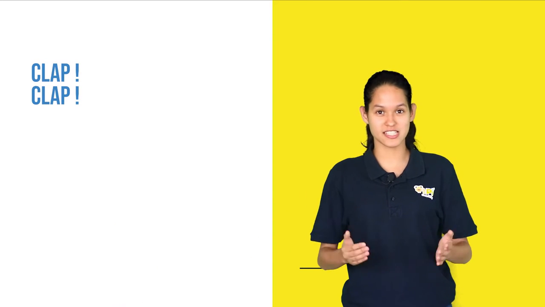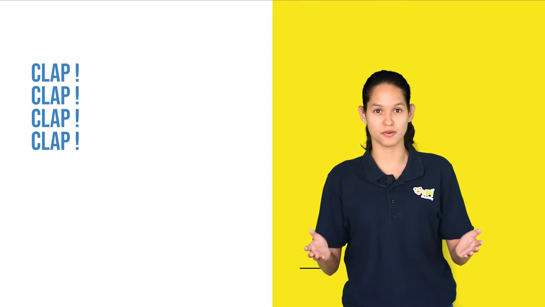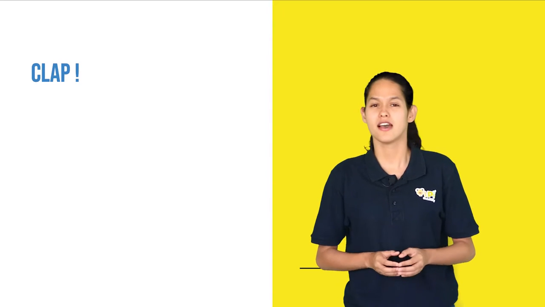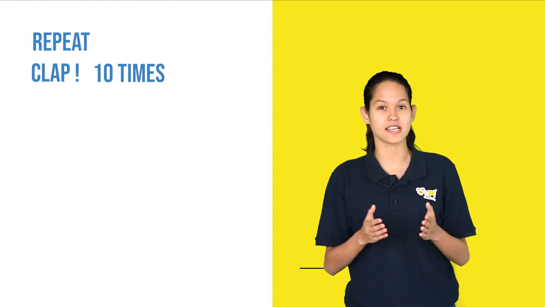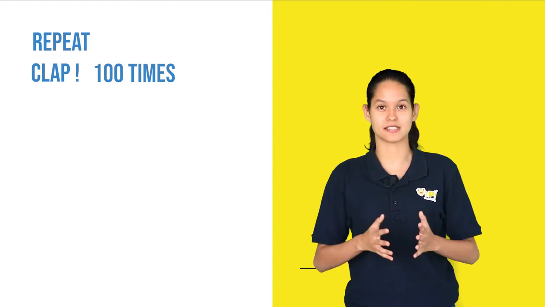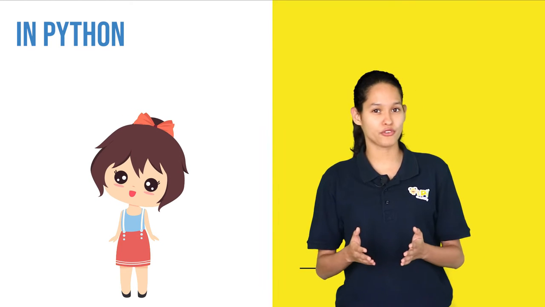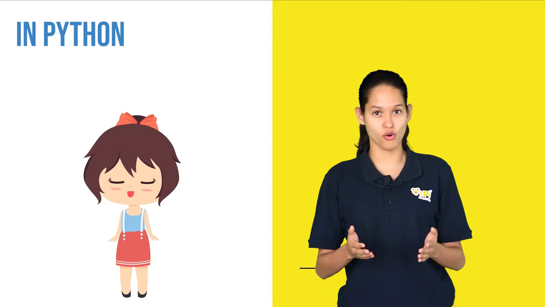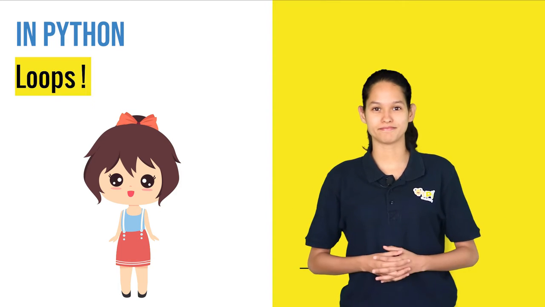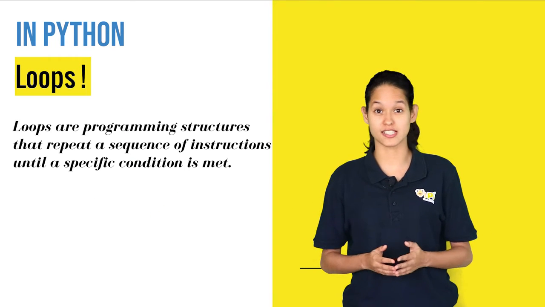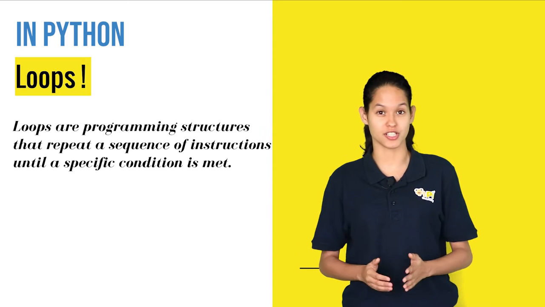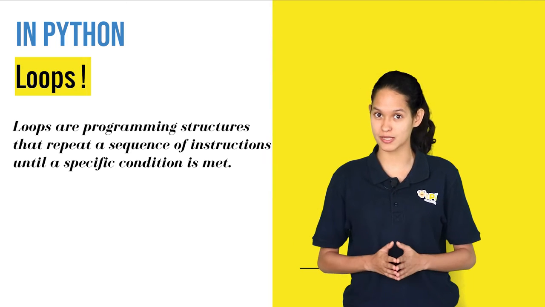When we know in advance that we want a certain instruction to be repeated a certain number of times, it's easier to just say repeat instruction this many times. This is also true when we program in Python. So if you want to add repeatability to our code, we use loops. Loops are programming structures that repeat a sequence of instructions until a specific condition is met.